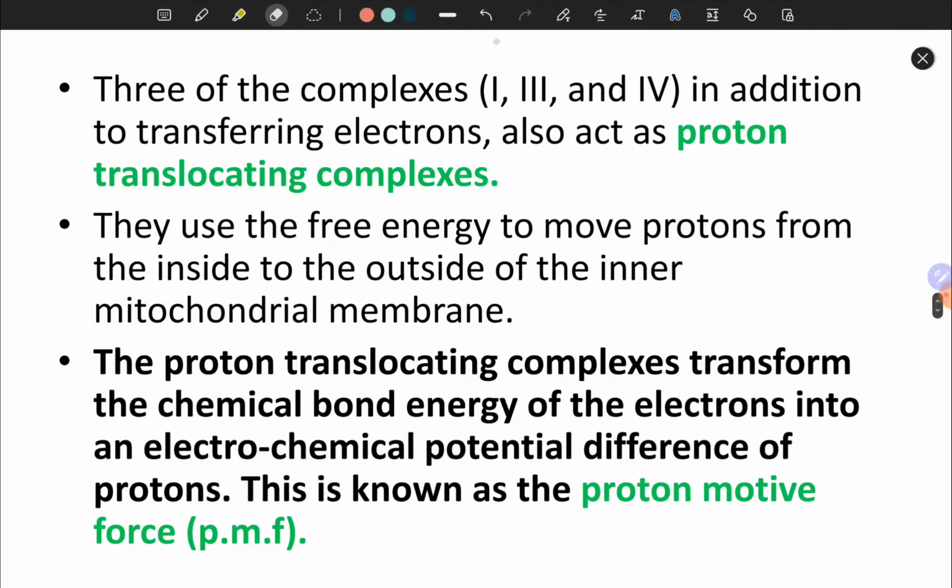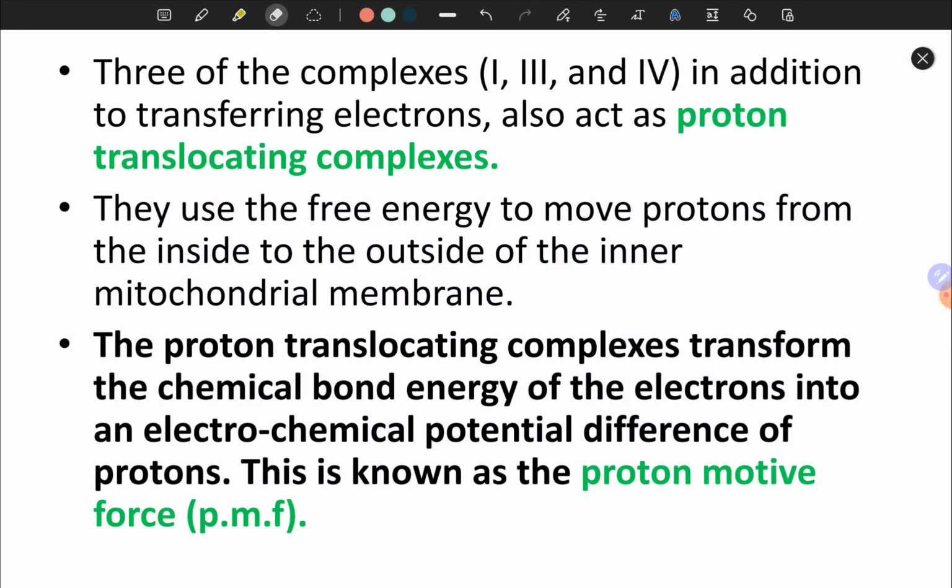Protons move to the cytoplasmic side. They use the free energy to move protons from inside to outside of the inner mitochondrial membrane. As electrons flow through the electron transport chain, protons move from the matrix side to the cytoplasmic side, creating a gradient, which is then used by the F0 F1 compartment.